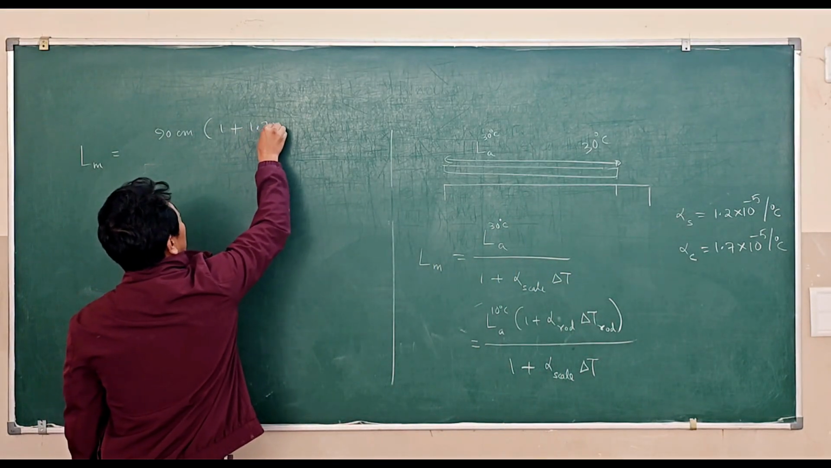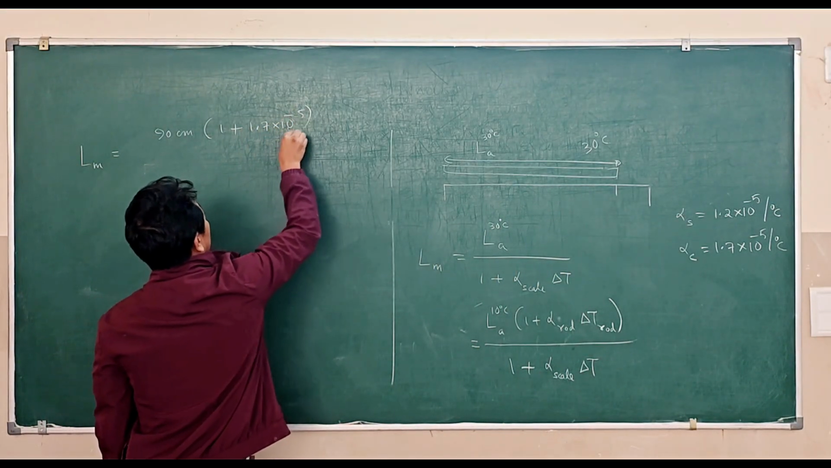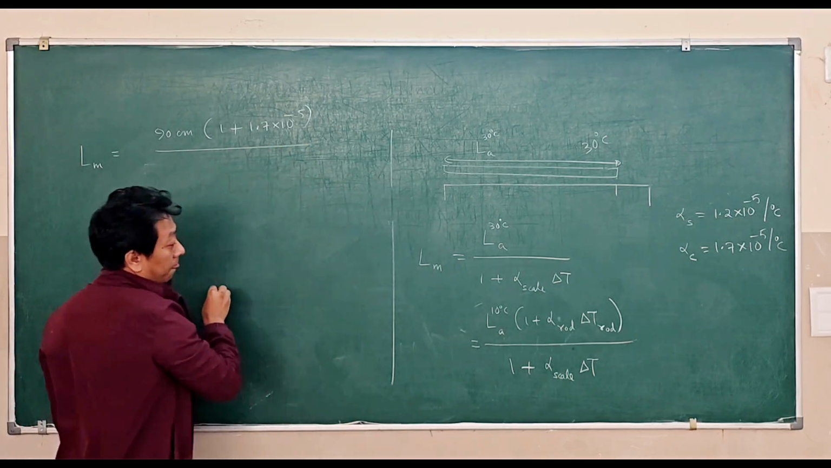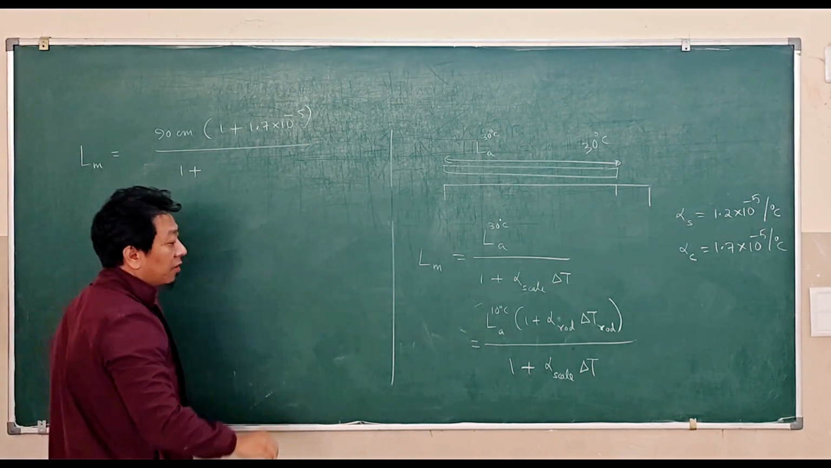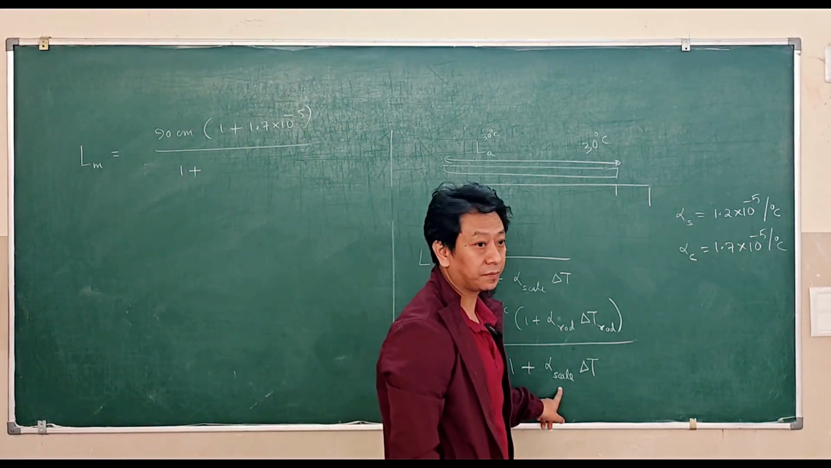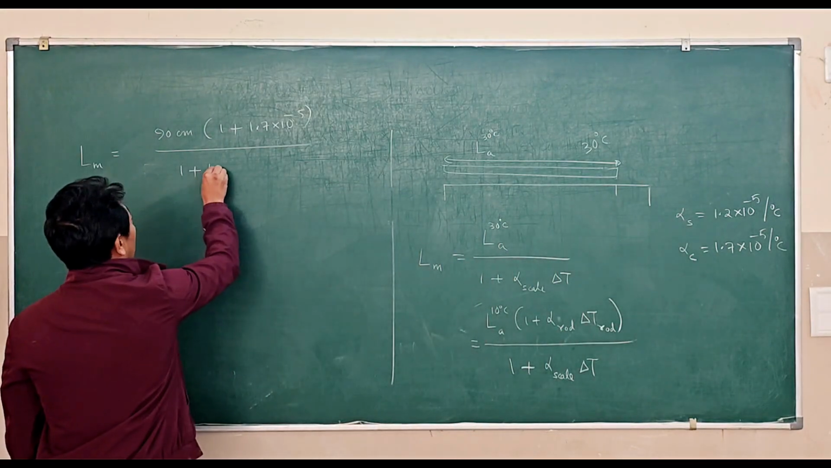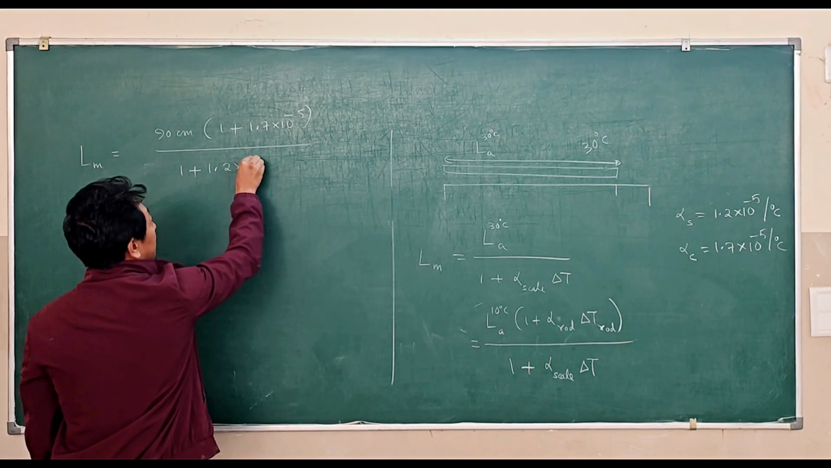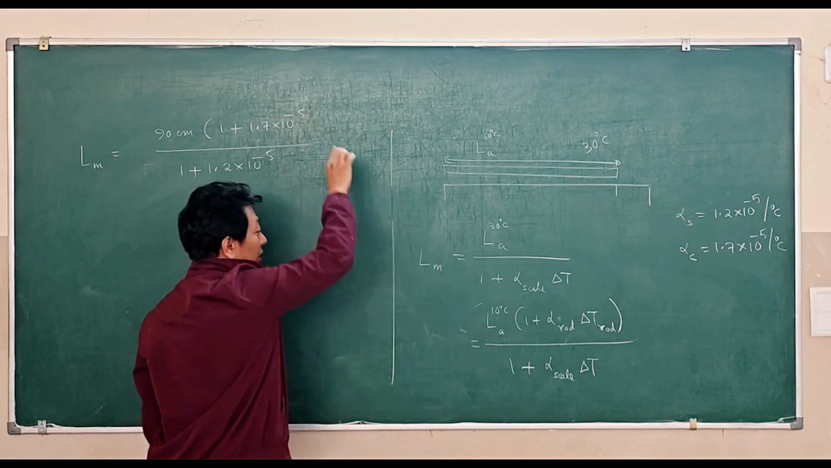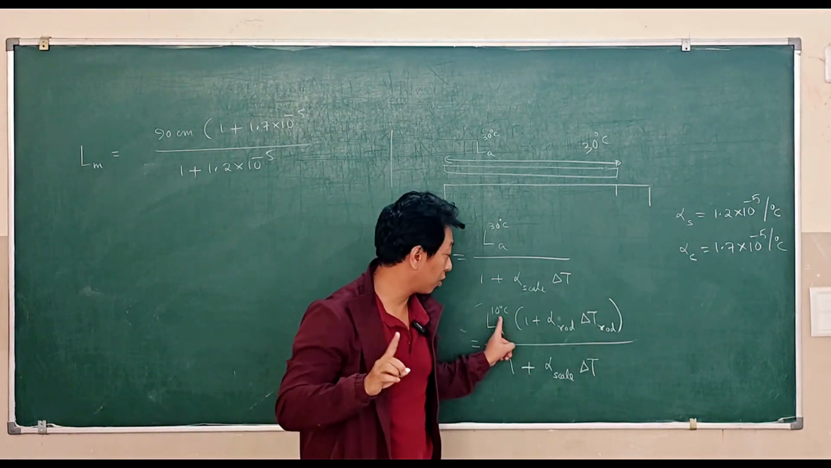1.7 into 10 power minus 5 divided by 1 plus alpha of scale. Who is the scale? Steel. What is the alpha? Achha, I think I missed change in temperature, no? What is delta T of rod? Rod, be careful. This is for rod.